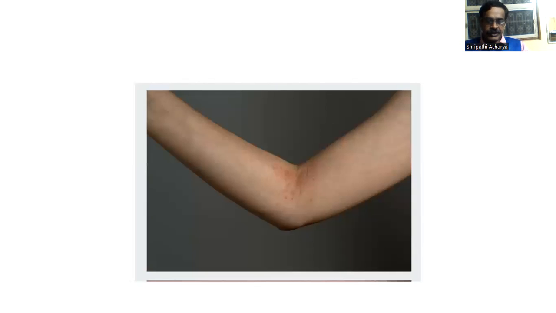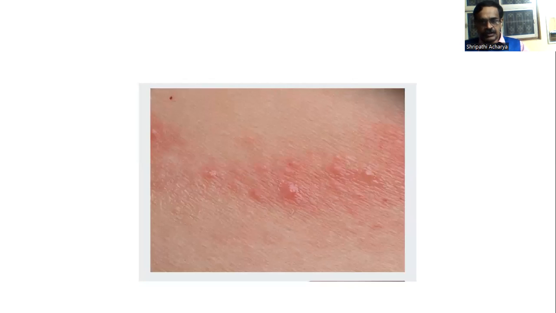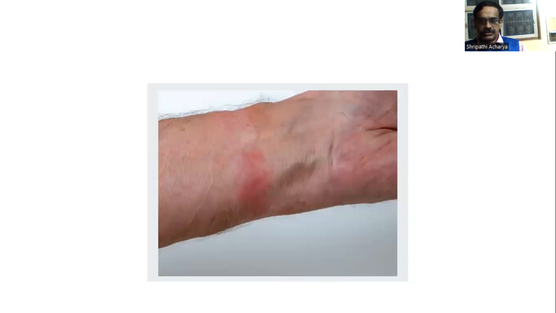Another patient, you can see the cubital fossa, there is reddening of the skin, small eruptions. The face of this is a case of contact dermatitis. Another patient, you can see the skin is erythematous with small eruptions. Itching will be there, sometimes oozing also, scaling and oozing will be seen. Later on it leads to lichenification.